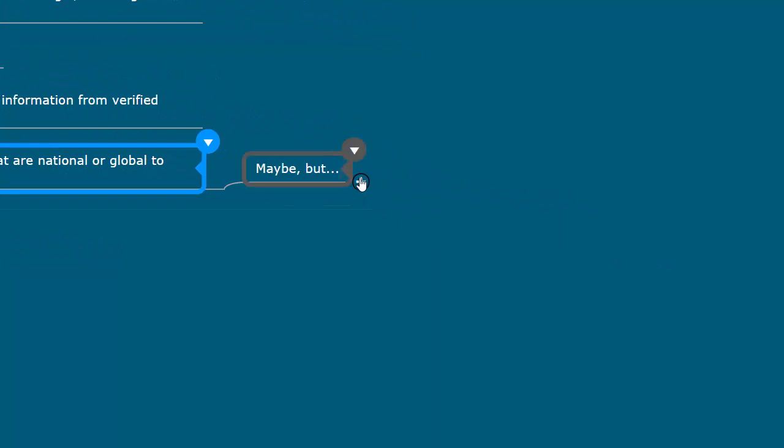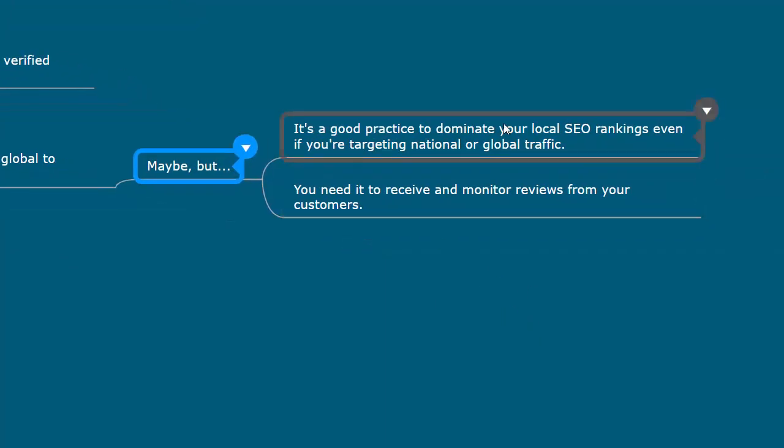But I do know that it's a good practice to dominate your local SEO rankings, even if you're targeting national or global traffic. Maybe your intent is national or global, but it's still a good idea to dominate your local rankings. Why? Because it just looks a lot more natural. It doesn't look so contrived and optimized. And I think it really helps to have solid local SEO rankings, and as far as getting Google to accept you for national rankings, or statewide rankings or global, it's just a matter of getting it set up, and it makes you look more legitimate.